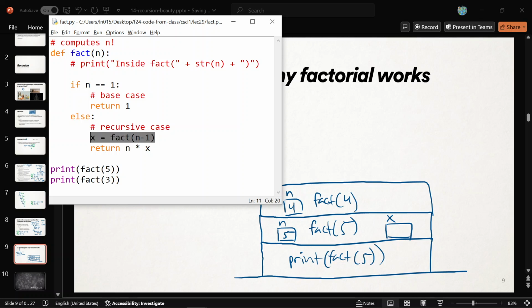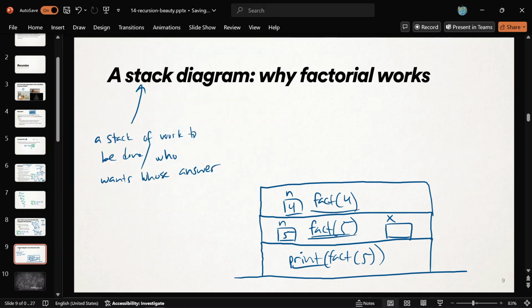So fact of 5 was waiting on this line, and then print was waiting on this line. Everybody below is waiting on the person above them. So print's waiting on fact of 5. Fact of 5 is waiting on fact of 4 right now. They're all paused. And fact of 4 is what's really running, the thing on the top of the stack.